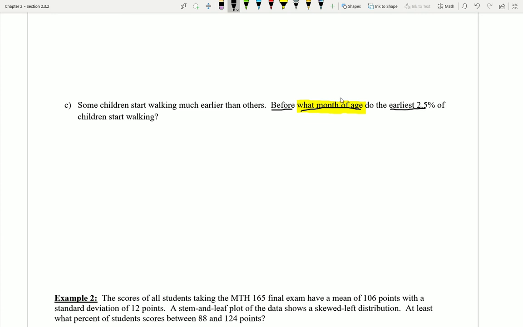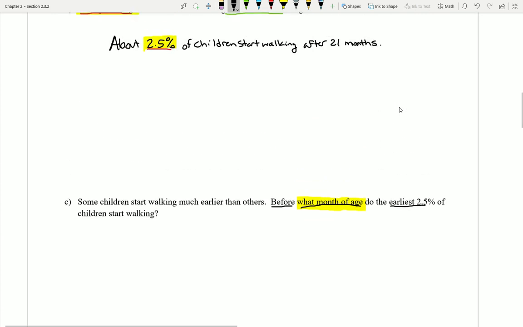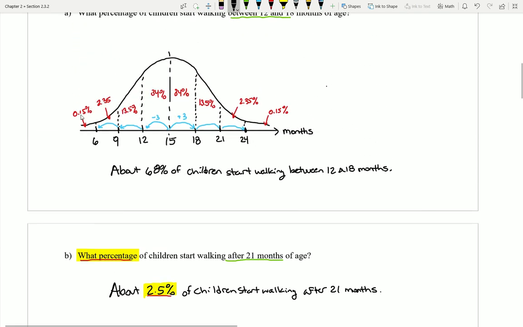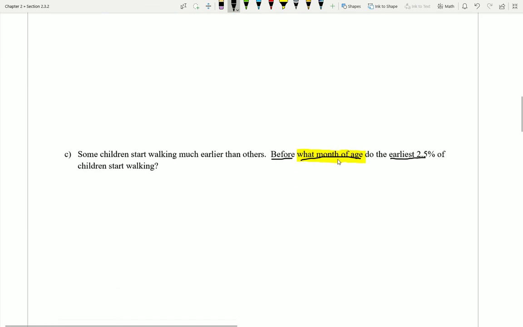Okay, so since I want to go before and look at the earliest, I'm going to start by looking at my red values on the left-hand side, because these are the early walkers, right? Kids that take 6 months to start walking, that's really fast. So I can see that if I stopped at 6, then before 6, only 0.15% of kids start walking. That's not quite what I want. Well, let's move up a bit. How about we look at the number 9? What percentage of kids start walking before 9 months? Well, that's 2.5%.